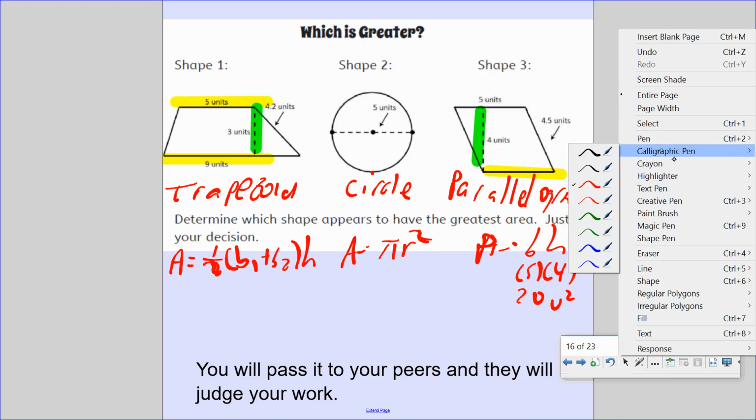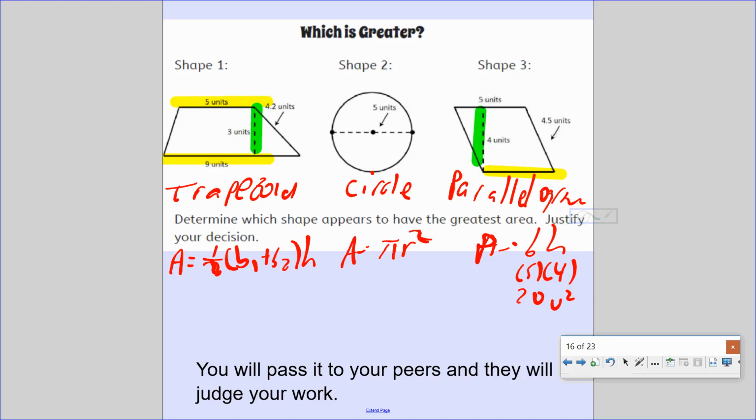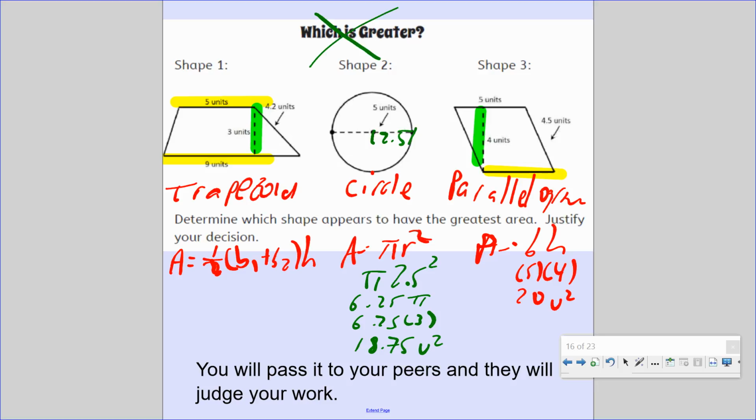Let me use a different pen color. Let's do the area of the circle. So it's pi. The radius is 2.5. So 2.5 squared. What is 2.5 times 2.5? 25 times 25 is 625, but it's two decimal places, so it'll be 6.25 pi. And if I want to use pi as 3, that would be 18.75 square units. So I already know the circle is not the greatest. So far, the parallelogram is in the lead.